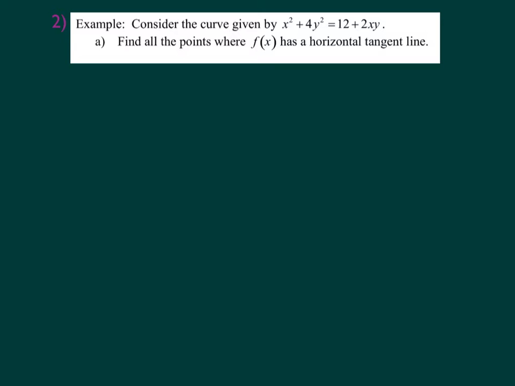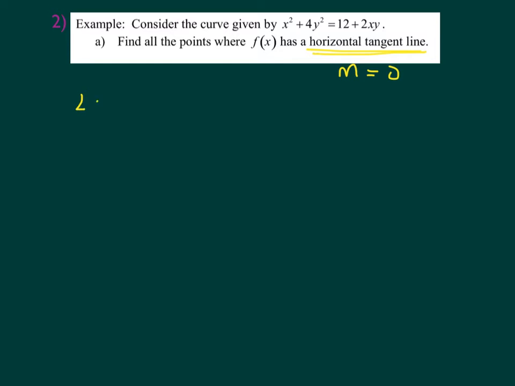So finding a horizontal tangent line. What is that all about? Well, let's review. Horizontal tangent line would of course mean that my slope was equal to 0. So I need to take the derivative of the given curve, the dy dx, and I need to find out when that is equal to 0. All right, so let's go ahead and take the derivative of this curve.